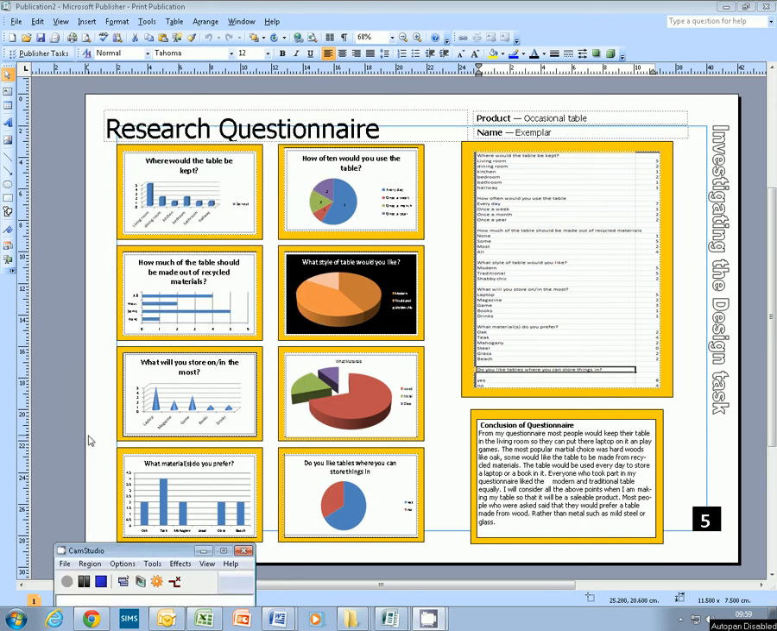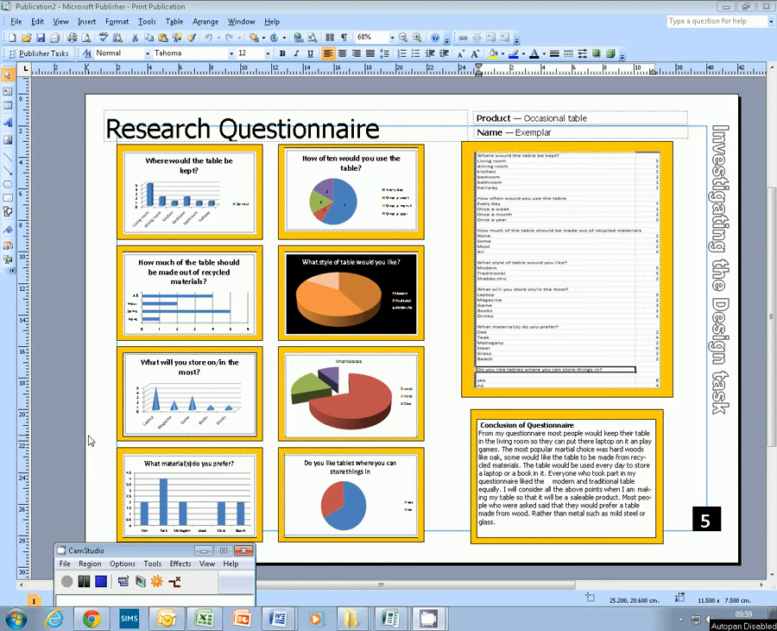Okay, so we're looking at sheet number 5 of Criterion 1. This is the last sheet we're doing in Criterion 1. And this is Questionnaire. This is creating a questionnaire that is asking users of your product questions to find out what they want from the product.